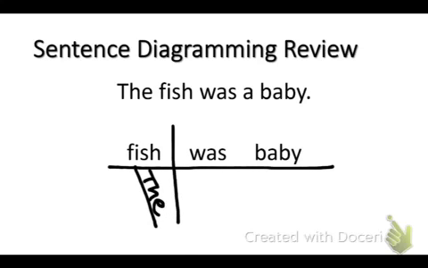In this slide, we are going to diagram a predicate nominative. A predicate nominative is a noun that's in the predicate that renames the subject. So in this sentence, the fish was a baby. Baby is the predicate nominative. Now it's diagrammed in the same way that the predicate adjective was, in that there is a diagonal line that's leaning back because it's describing something that came previously in the sentence. But in this case, the noun baby has a modifier a, which goes underneath it, just the same way that all modifiers go underneath the words that they describe.